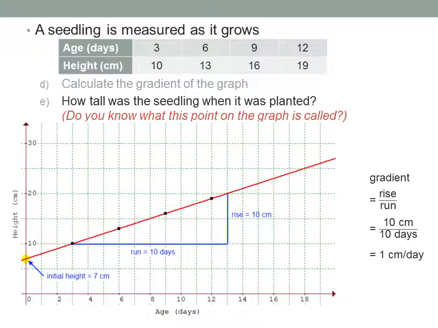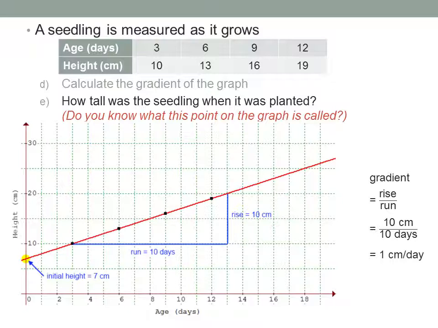This point on the graph is called the Y-intercept. It's where the line on my graph intersects the y-axis, the Y-intercept. The gradient of the graph is the rate. The Y-intercept is the initial height.